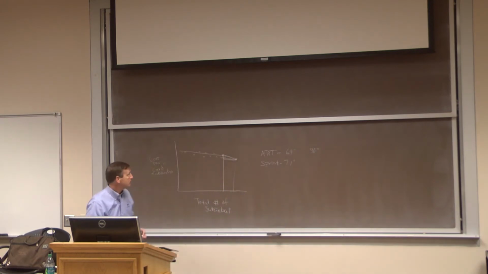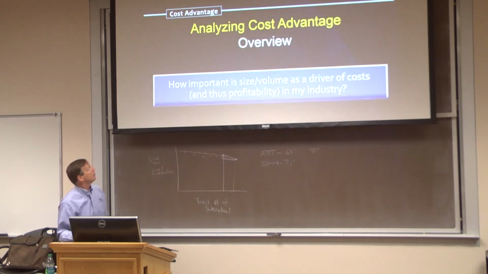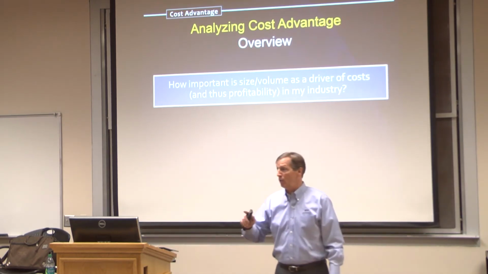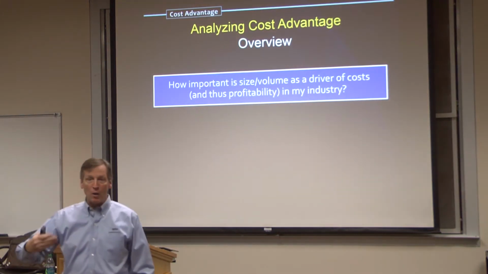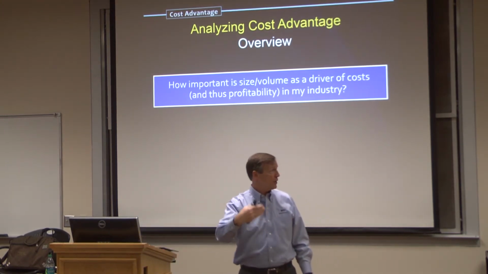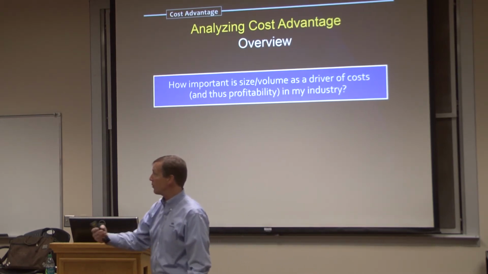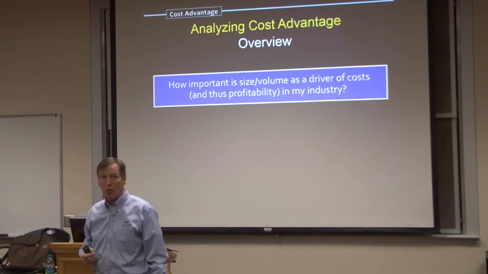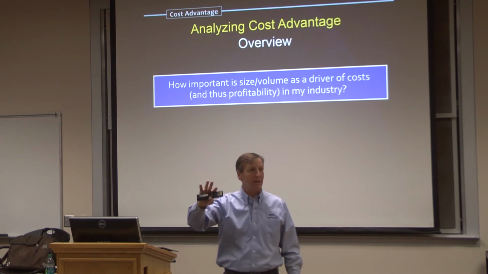All right, so if we think about this case with First Electronic Bank, what you're trying to understand is how important is increased volume as a driver of my cost. The more increased volume is a driver of my costs, the more I should be willing to invest in order to increase my volumes, right? So if First Electronic Bank finds that if they can double their number of subscribers their costs drop by 20%, to the 80% slope, then they can estimate how much it's worth to spend on marketing to get new customers.